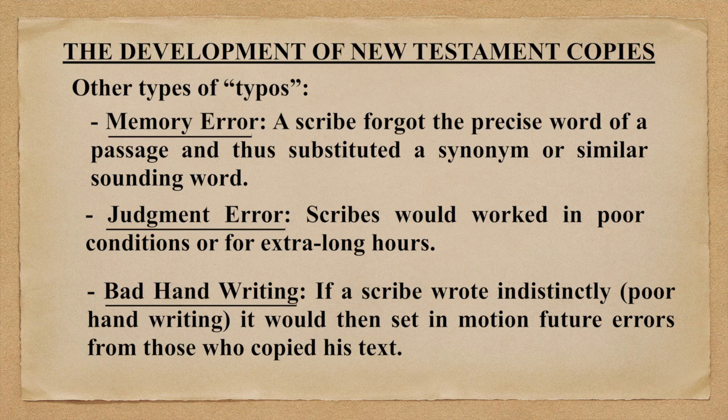Another error was that of memory, which were not very common, but may have occurred as a scribe forgot the precise word of a passage and thus substituted a synonym or similar sounding word. Some were errors of judgment and may have occurred as scribes would work in poor conditions or for extra long hours. Or an error of writing could occur if a scribe wrote indistinctly, that is, he had poor handwriting, which would then set in motion future errors from those who copied his text.